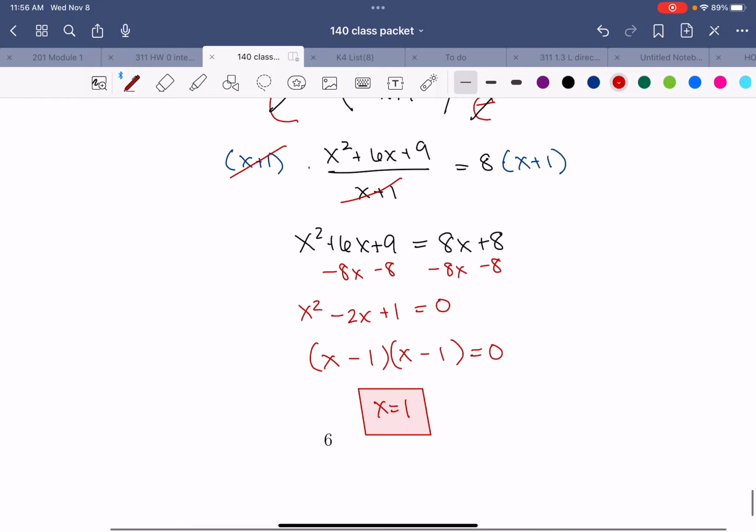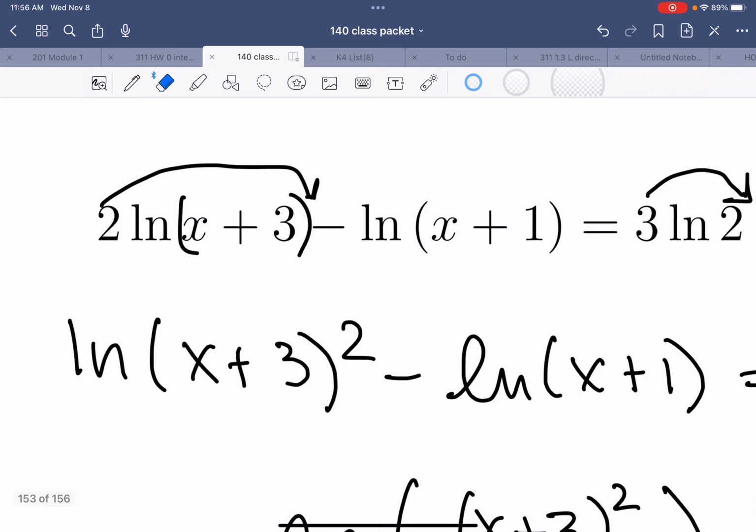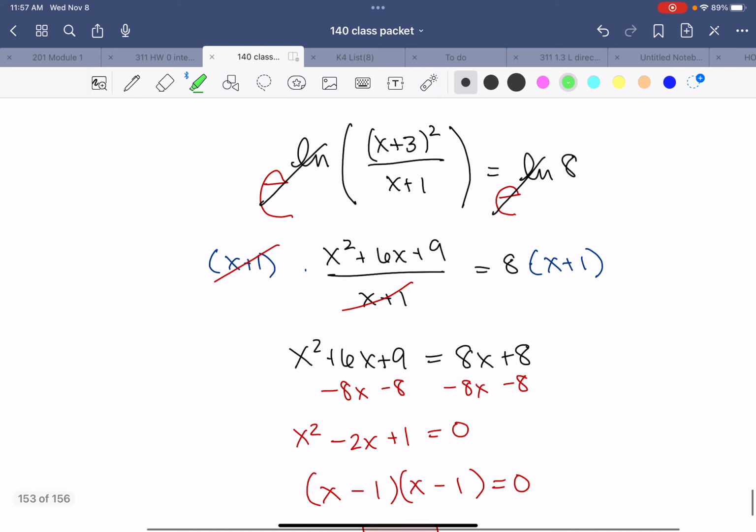Okay, quick check to make sure that that works. If you plug 1 in here, that gives you the natural log of 4. Over here, that's the natural log of 2. So there is no issue with plugging in our 1. But we do always want to check.